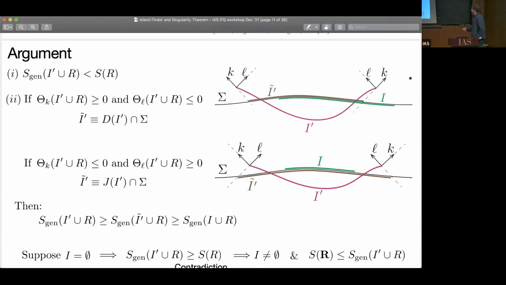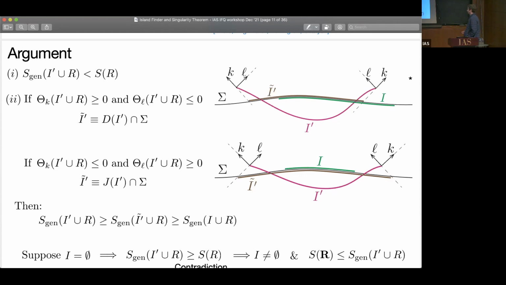Okay, so here's the basic argument. Given a region I prime that satisfies the condition of the island finder, this either-sign condition implies that there exists a null direction, both to the future and the past, along which the quantum expansion of I prime is negative or not positive. By following that to a maximin surface, I find a region I prime tilde, which satisfies this bound. That's because of the quantum covariant entropy bound.